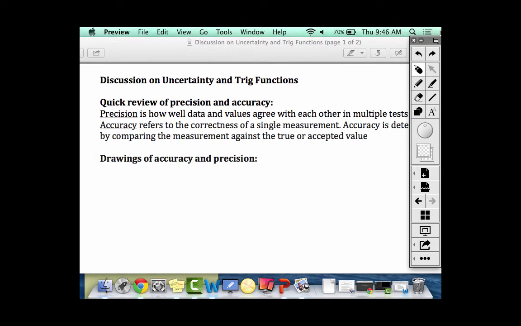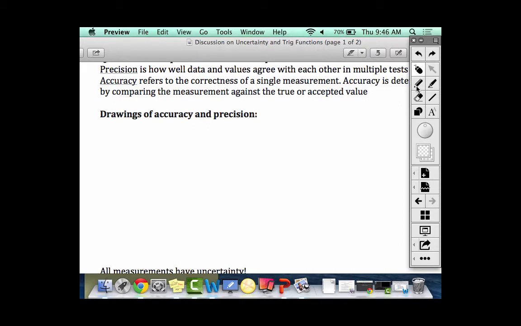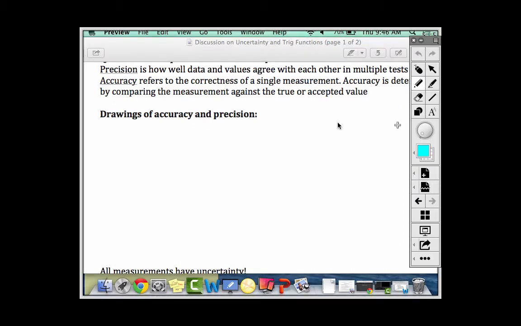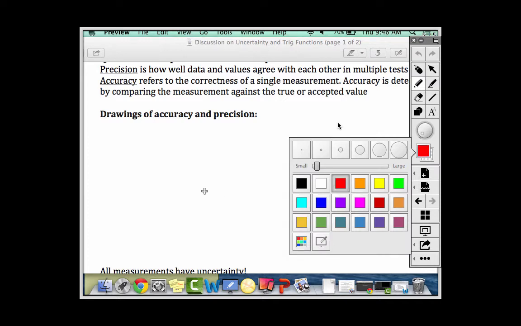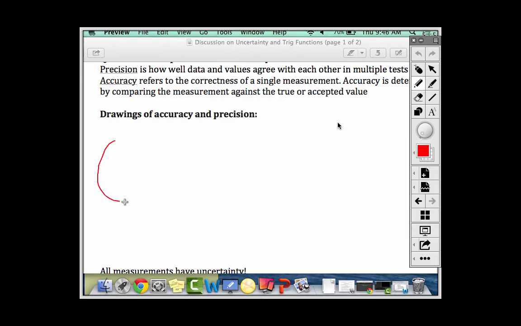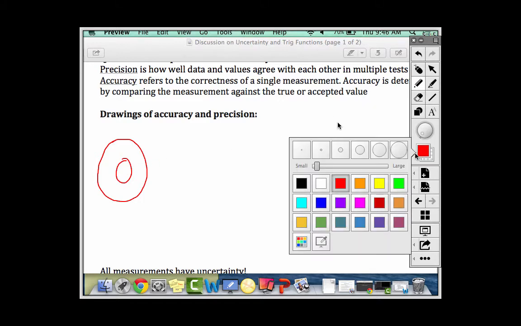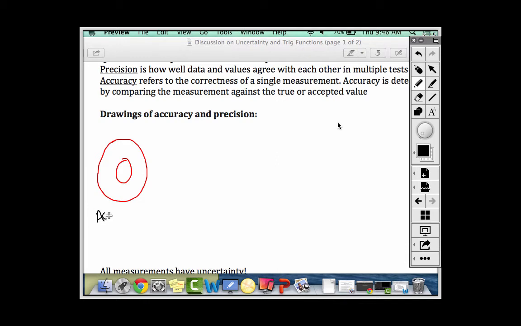So first what I'm going to do is a little drawing of accuracy and precision. If you can't read this, let me know and I can switch out of drawing on the computer. I'm going to draw a bullseye like that. And this is going to be an example of accuracy. And I can't write with this thing. That says accuracy, and basically accuracy refers to how close your measurement is to the accepted value or the standard.